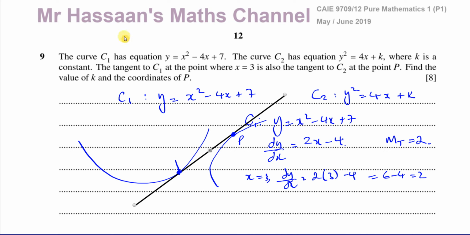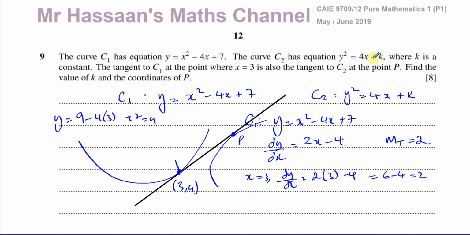So we know this is the point when x equals 3, and we can work out what y is as well. When x equals 3, y equals 3 squared, which is 9, minus 4 times 3, which is 12, plus 7. So you have 9 plus 7, which is 16, minus 12, which is 4. So this will be the point (3, 4). This is the point where the tangent hits this curve, and the tangent will hit the other curve at the point P, which we don't know, and we have to find its coordinates. We also have to find the value of k.